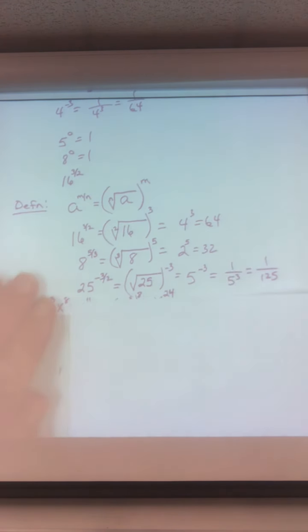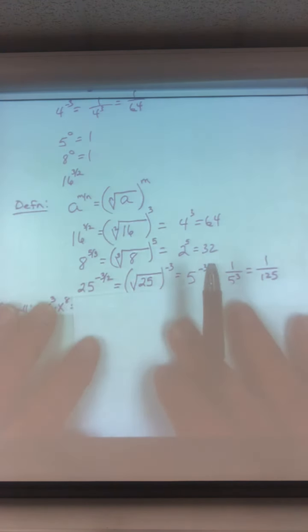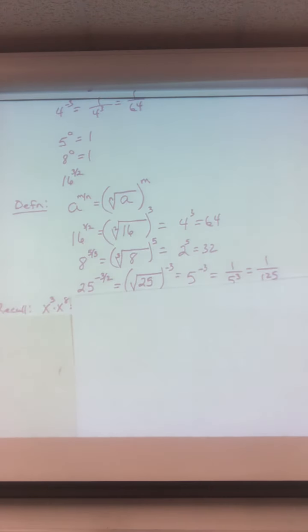Okay? Last thing I want to remind you that you need to be reminded of is this. This is what's called the product rule in exponents. If you're multiplying and the bases are the same, you keep the base and you add the exponents. So x to the 3rd times x to the 8th is x to the 11th.